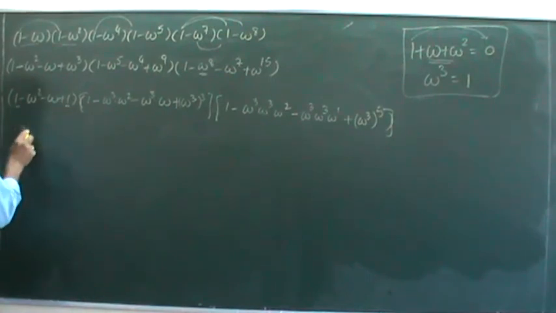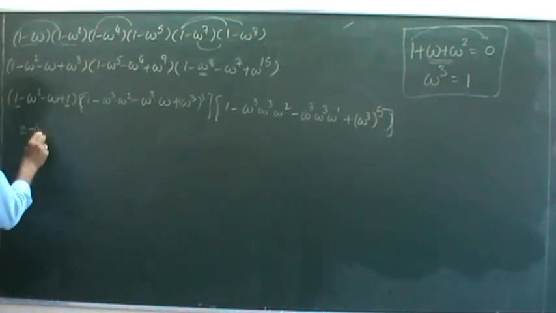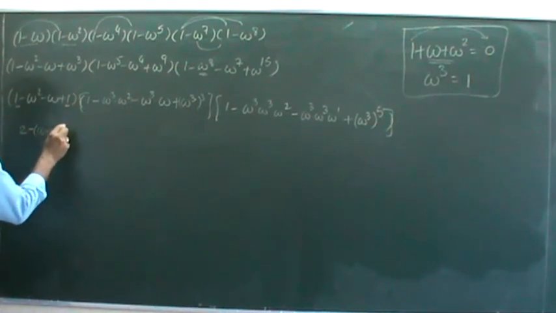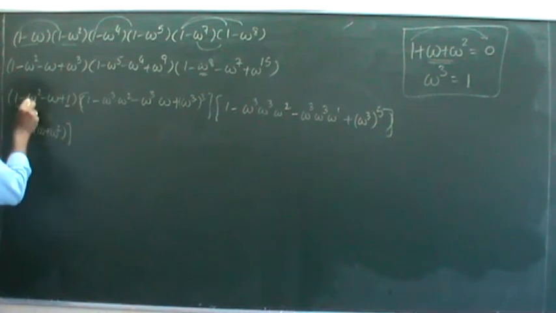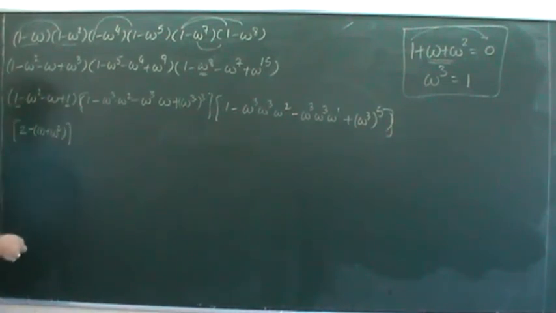Now come to the point, my dear children. 1 plus 1 is 2. Here, take minus common, then omega plus omega square. The first one is over. Here, taking minus common, 1 plus 1 is 2. Now come to the point here.